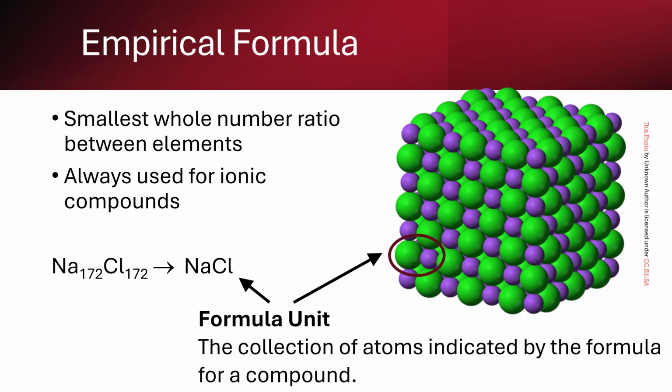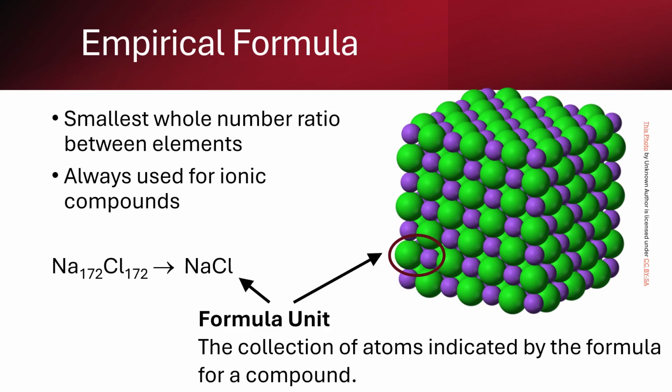And we'll talk about a formula unit. A formula unit is the cluster of ions that is represented in this empirical formula, that smallest whole number ratio between cations and anions.